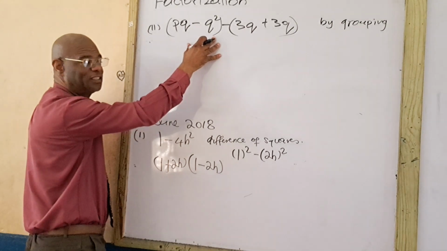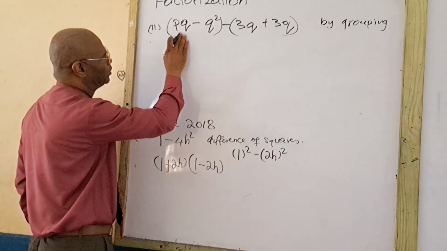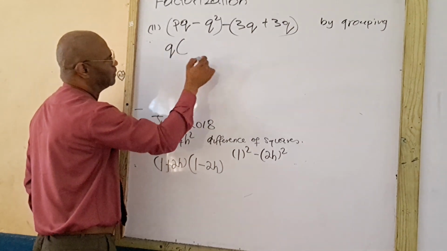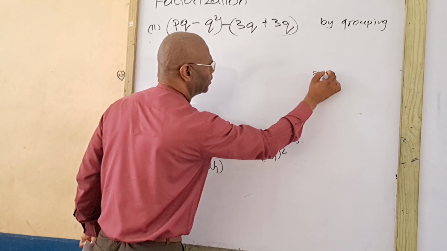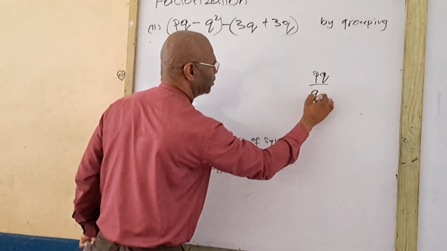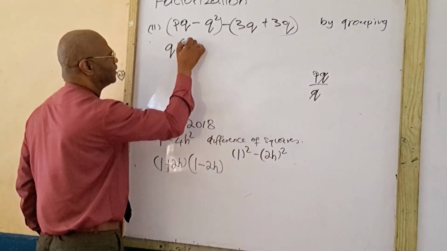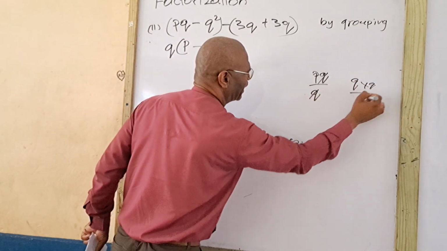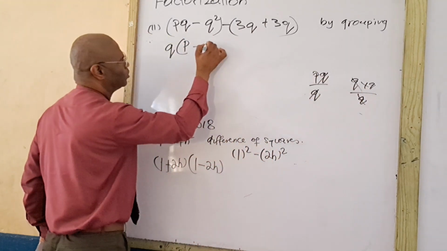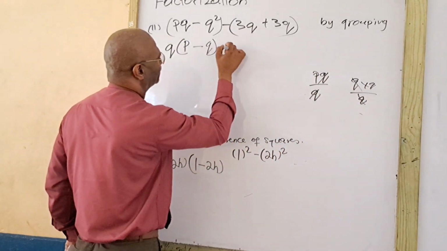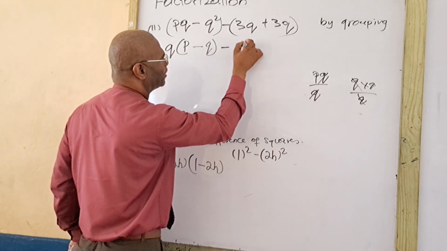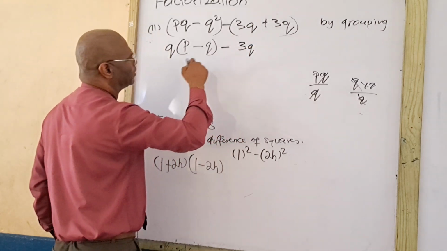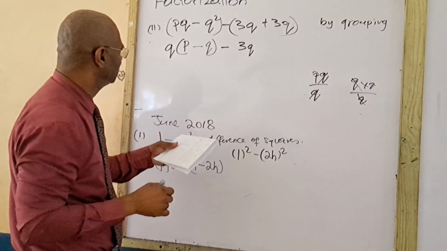Take the highest common factor. The highest common factor of pq and q squared would be q. Then pq divided by q, we're left with p, minus q squared divided by q is equal to q, minus 3q. Did I write it correctly?